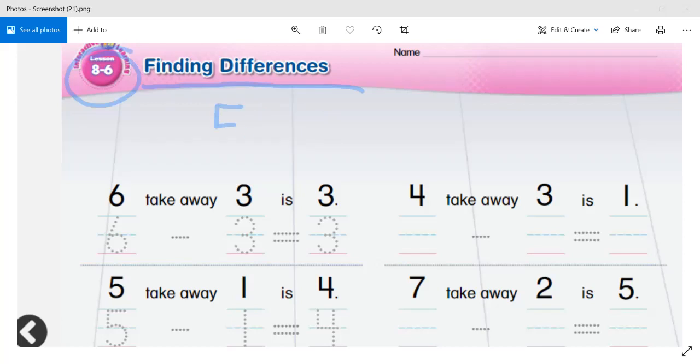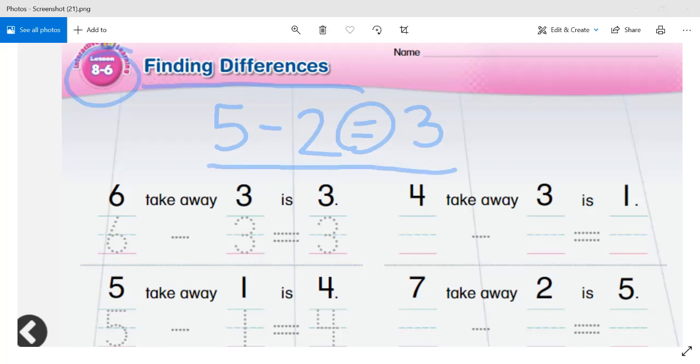So 5 minus 2 is 3. So this is a sign we're going to use today. And in place of is, it is an equal sign. So 5 minus 2 equals 3. When we subtract 2 from 5, the difference is 3. So the difference tells us how many objects are left.